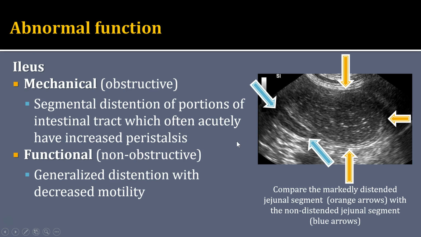So this would be kind of our classic two populations, segmental distension and non-distension, that we might see with mechanical or obstructive ileus. When we actually look at motility in these patients acutely, they oftentimes have increased peristalsis. I don't have an example here of functional or non-obstructive ileus, but we would look for generalized, maybe mild distension and actually have decreased or lack of motility. So that would be a uniform population of less distended intestine.